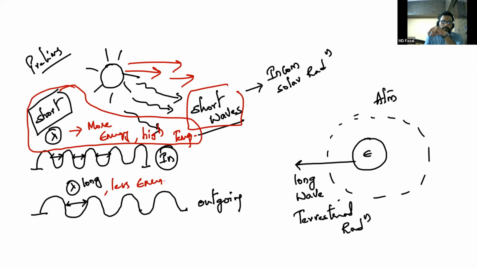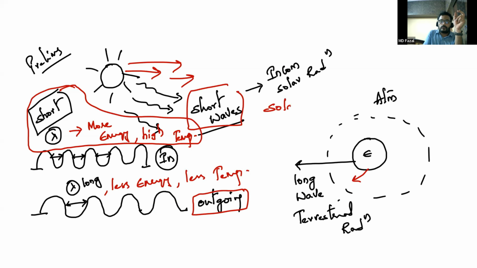Longer wavelength, less energy, less temperature. These are the outgoing. Outgoing means which are being reflected back from the earth, which will go back to the space. Okay. Now you have to remember what are the solar waves.